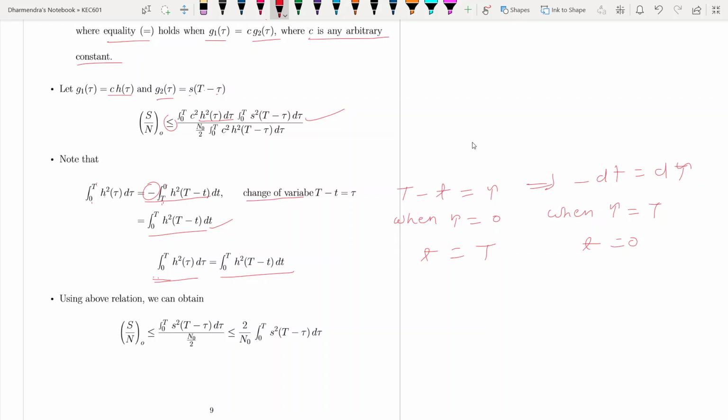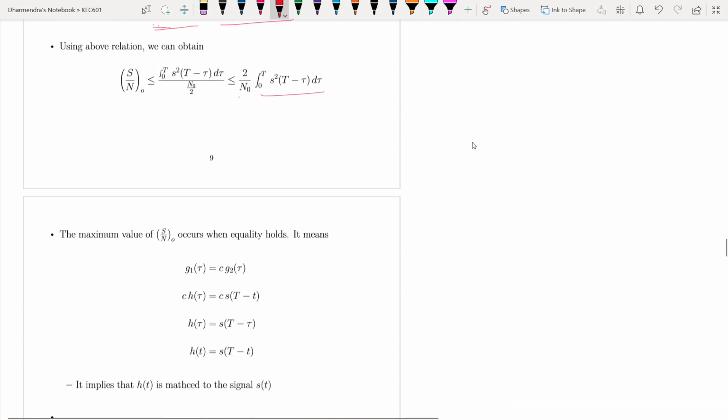If I use this here, c square will cancel out and this term will cancel out. So we have this term only. This can be written as 2 by N not, 0 to this. So using the above relation, we can obtain the maximum value of the output SNR, which occurs when equality holds.